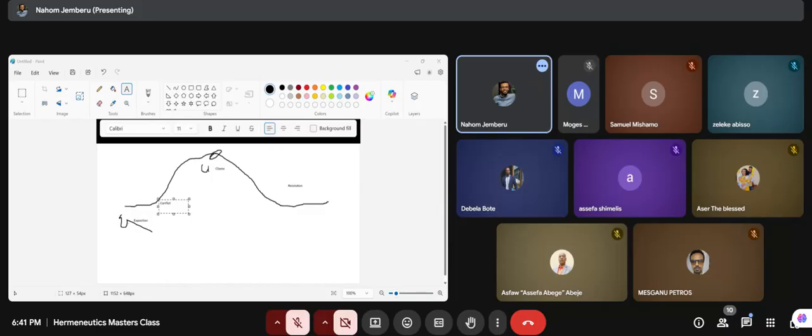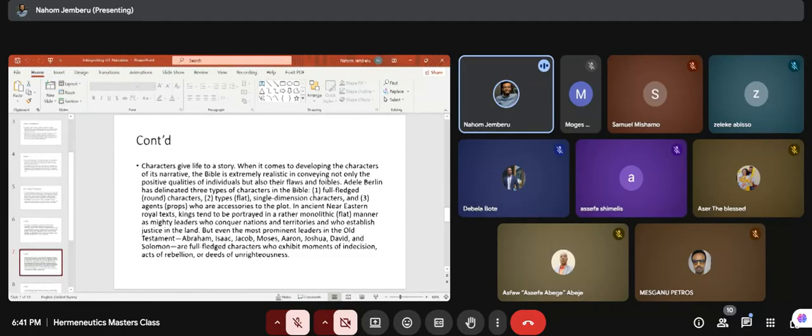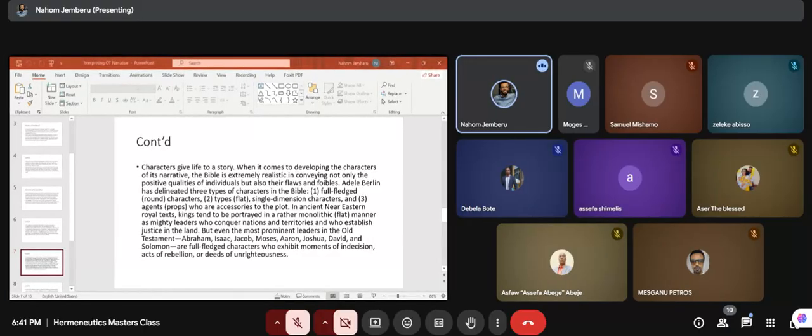The next thing you need to take into account is the characters. You should identify the main characters in the story. You would find different kinds of characters in the Bible and in stories, and the common way to divide them is in three. The first one is what we call full-fledged characters or round characters. These are characters that you know a whole lot of things about. You don't know just a single thing about them.